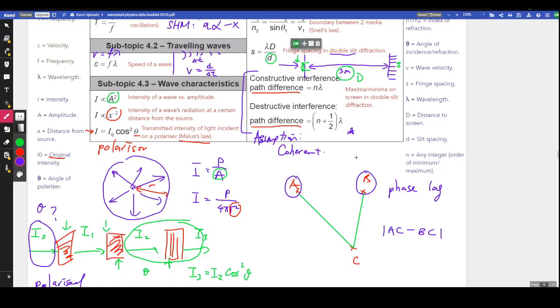Otherwise, if they are out of phase, that means they are lagging by 180 degrees, or we can call it pi in radians, then these two equations would need to interchange. So constructive interference will be (n + 1/2)λ instead. But usually I would say it should be alright, so I guess you don't have to worry so much in IB physics.